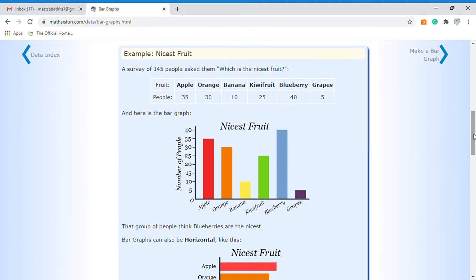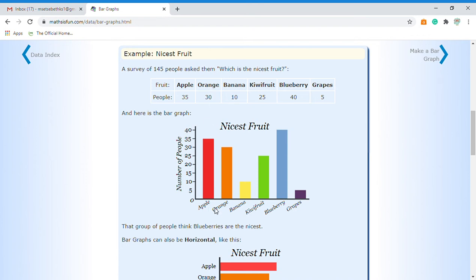Here's number one. That example was nicest fruit. A survey of 145 people asked them which is the nicest fruit. These are the options they gave them: apple, orange, banana, kiwi fruit, blueberry, or grapes. And here is the bar graph. We have our title, nicest fruit. We have our y-axis, I'm pretty sure, that says number of people. Because it was 145, they decided to count in fives so that it can easily be shown. 0, 5, 10, 15, 20, 25, 30, 35, 40. Because 145 is a multiple of 5.